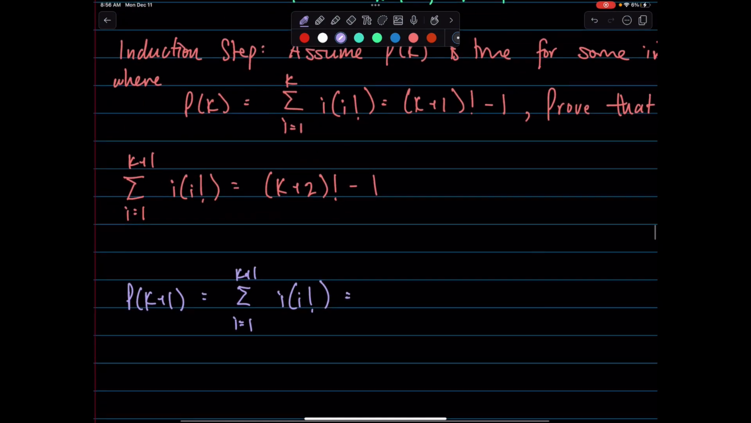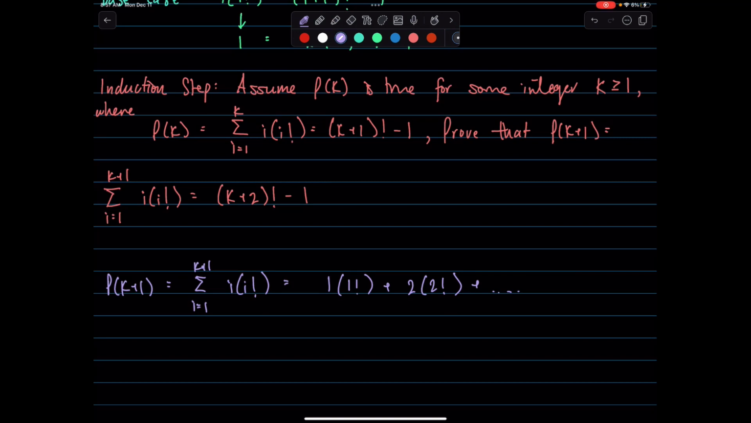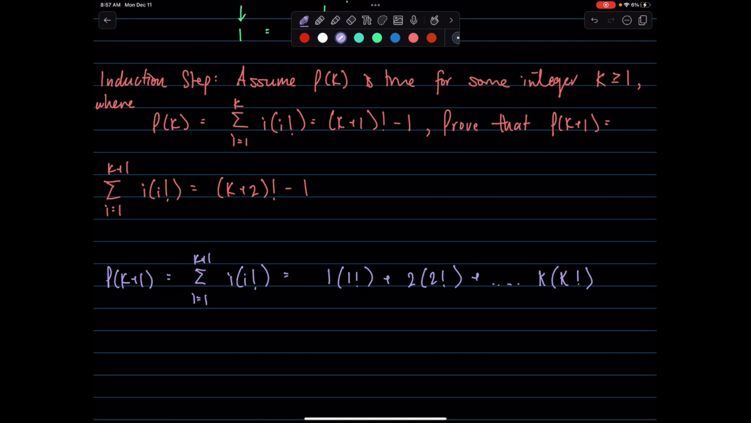Alright, so if you look at this summation, what's it doing? It's basically going from adding 1 times 1 factorial, 2 times 2 factorial, all the way up until k plus 1. So if we're going all the way up until k plus 1, that means at some point we have to cross k times k factorial, because k is 1 less than k plus 1.